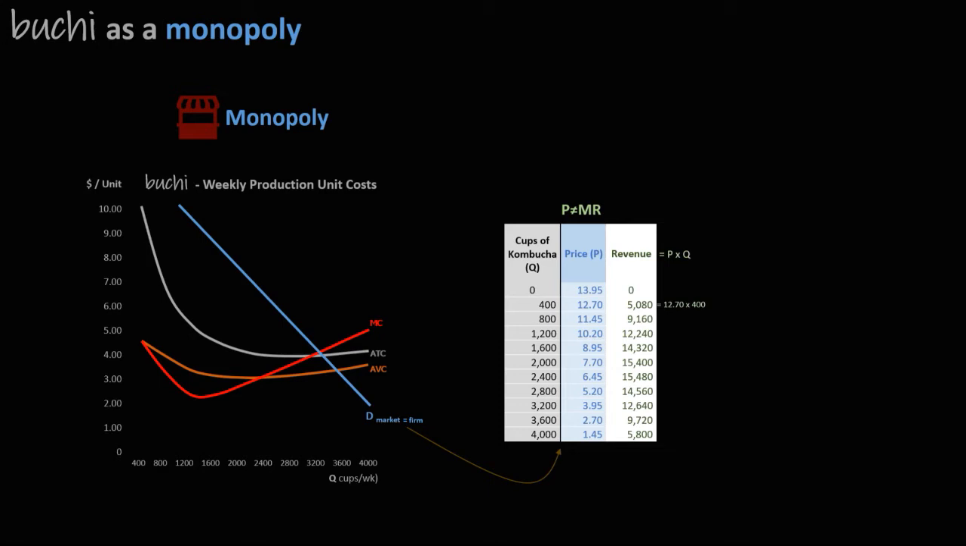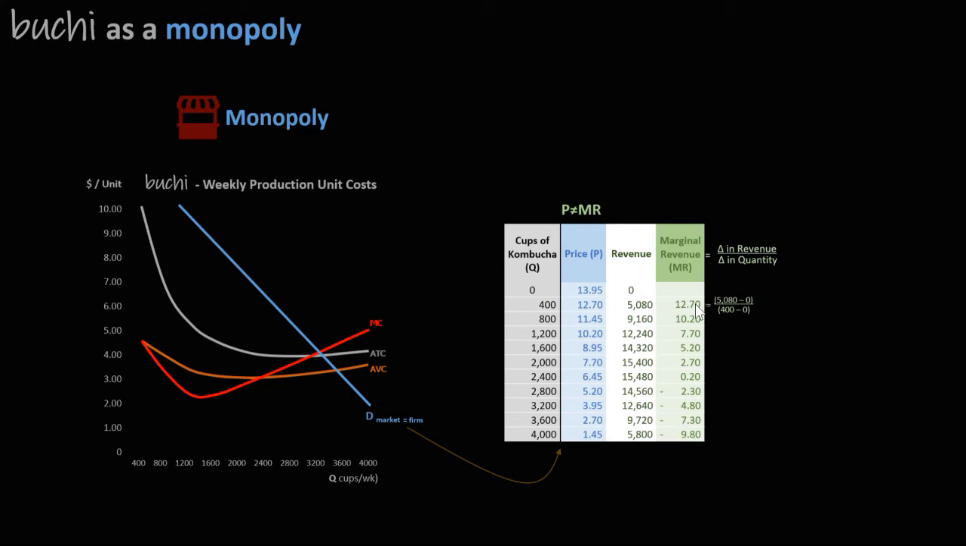Now, the thing is, price no longer equals marginal revenue. So let's take a look why. Marginal revenue is going to be the change in revenue divided by the change in quantity. So when we go from 0 to 400, our revenue goes from 0 to 5,080. So we see that our marginal revenue, at this point, is equal to price. It's equal to 1270. Only now we need to reduce the price in order to sell more. And so what we find is that the marginal revenue now decreases at a faster rate than price does.